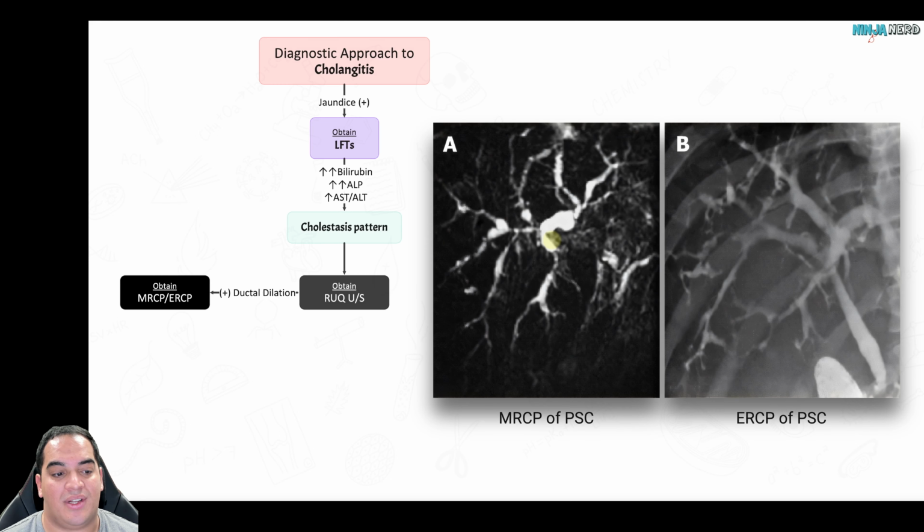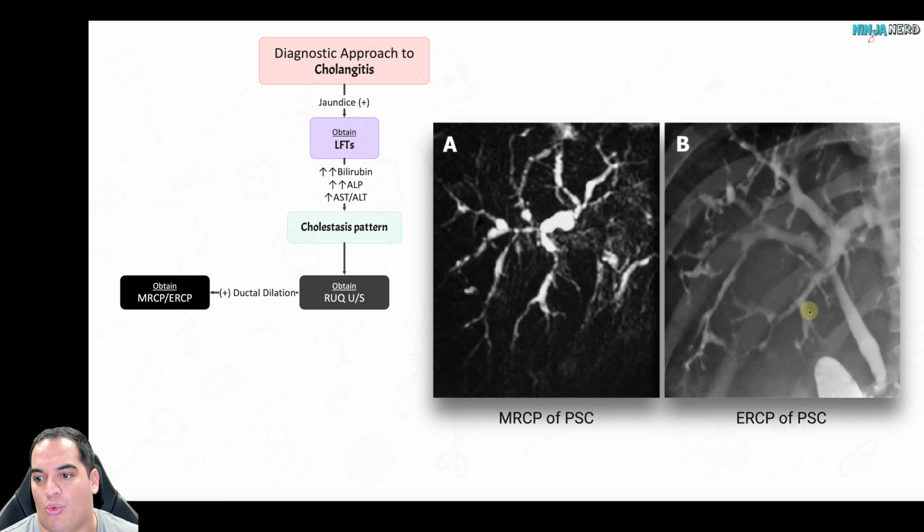If that happens, I then should get an MRCP or an ERCP. The reason why is, if this is positive, I know it's likely PSC. And I'll be able to see this beaded-like appearance. So I'll see areas of stricturing. I'll see areas of these dilated portions or beaded appearance, which is super suggestive of PSC. And with the ERCP, I would be able to see the same thing.